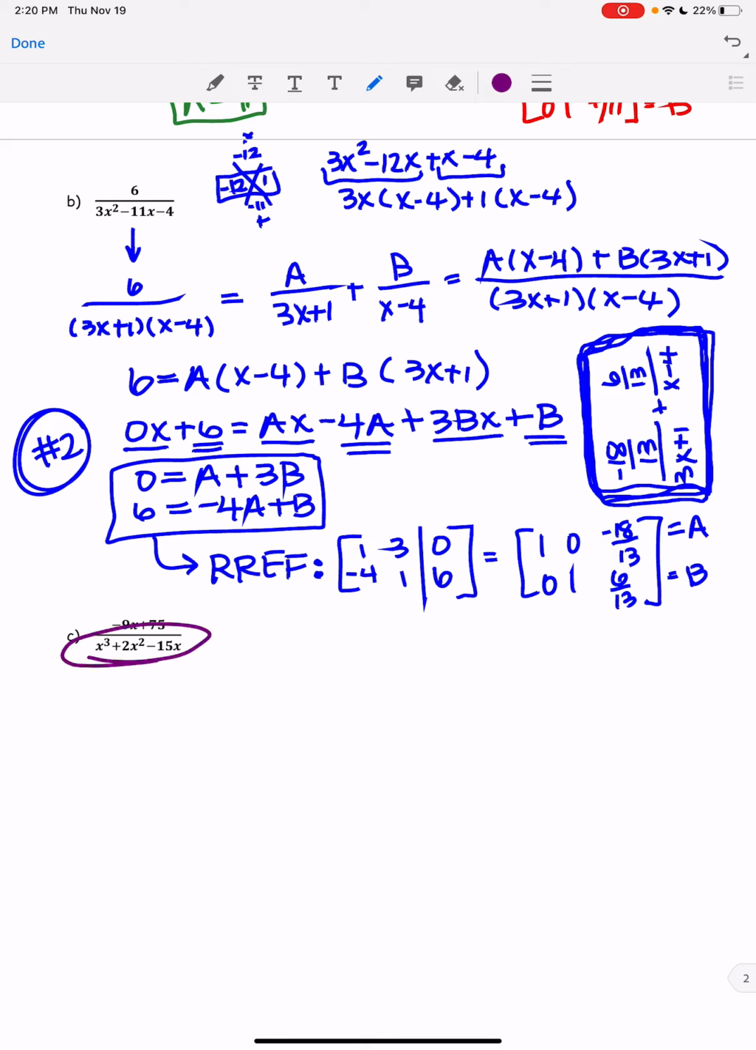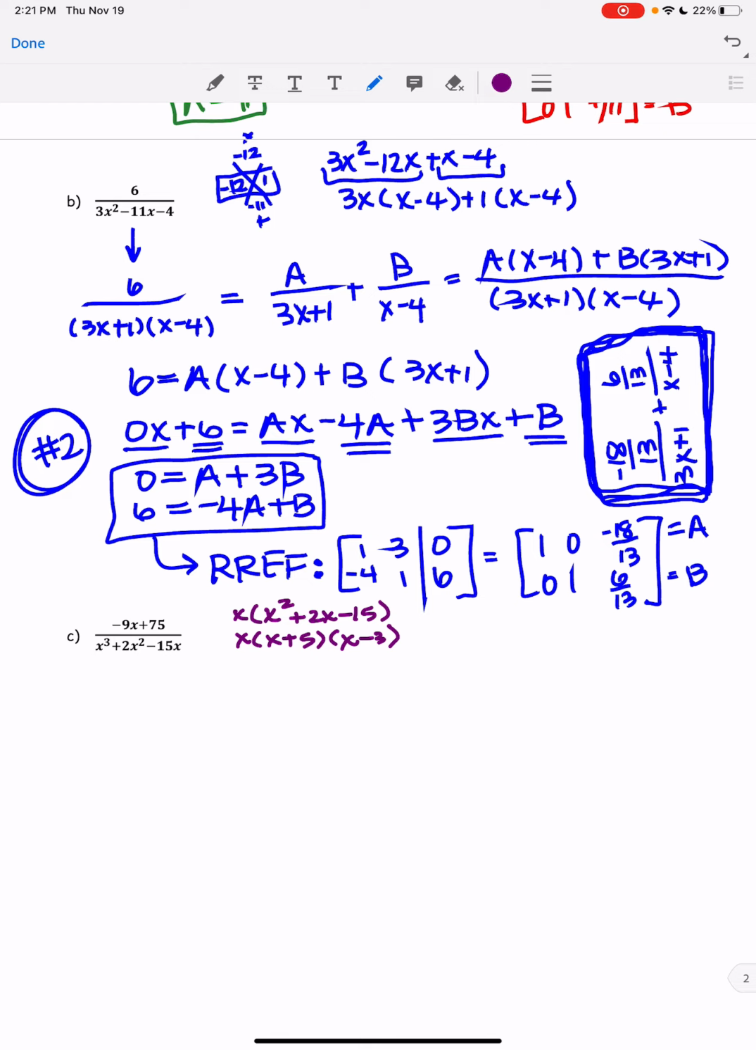Okay, the bottom here needs to be factored. Notice I have a 3 here. That means I'm going to have 3 factors. So what I can do is take out an x. That leaves me with x squared plus 2x minus 15. And then that will factor to be x plus 5 and x minus 3. What multiplies to this and adds up to this.